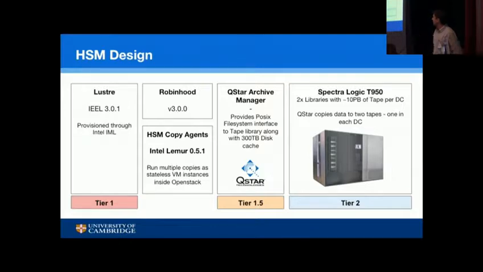And then our HSM backend is some tape libraries, and we use a product called QStar Archive Manager that sits in front of it. It handles all the interfacing with the tape library, and it also has its own disk cache that together presents a Fuse POSIX file system that we then NFS export to the copy agents. So that's why we're using the POSIX backend, the POSIX data mover, for Lemur onto these NFS exports.